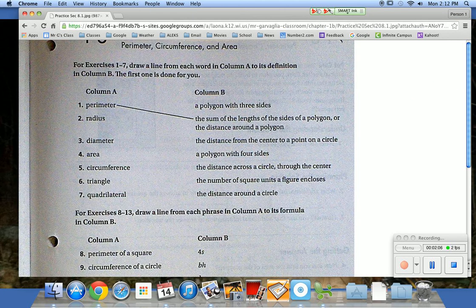What if we had something like this? What if we had a shape like this? Could we tell the perimeter if we knew what each one of these sides were? Right? You could do it. If you knew what the side lengths are, you just add them all up, and that's your perimeter.